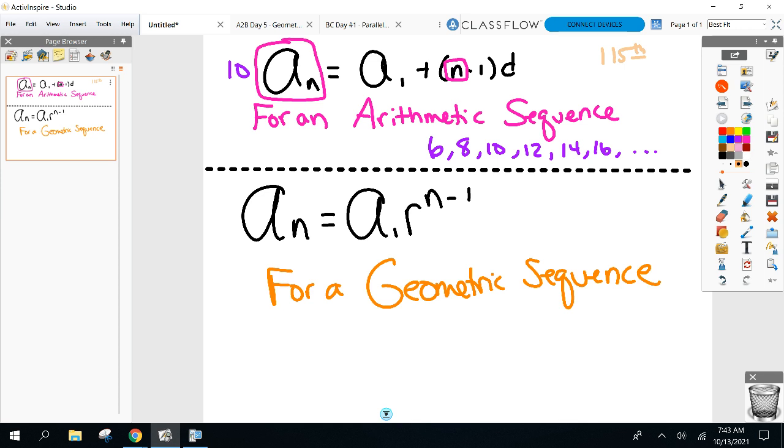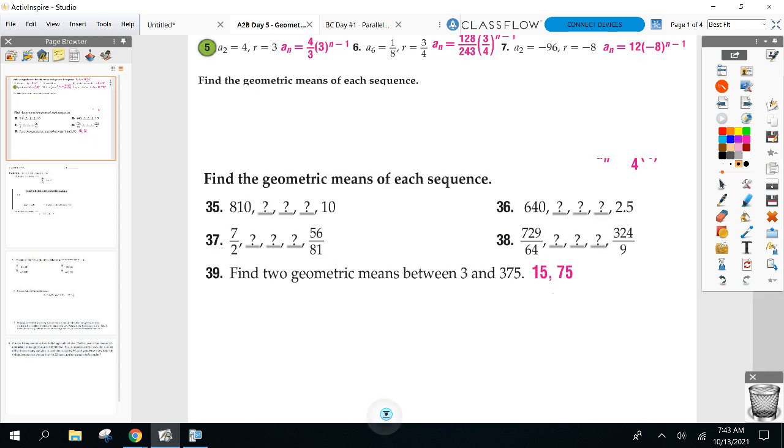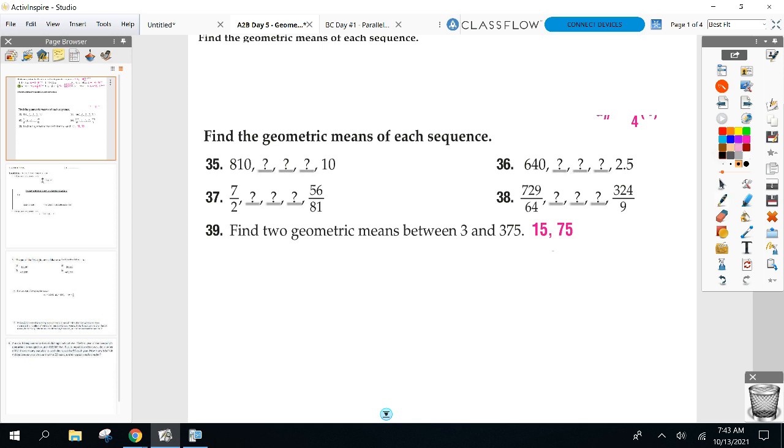Other things here we want to discuss. What about anything from last night's assignment? Lauren, let's roll. Will you go over question 39? Find two geometric means between 3 and 375. I got 3, and these two missing terms in the sequence, but I know I end with 375. What are the two missing terms if I start with 3 and 375?